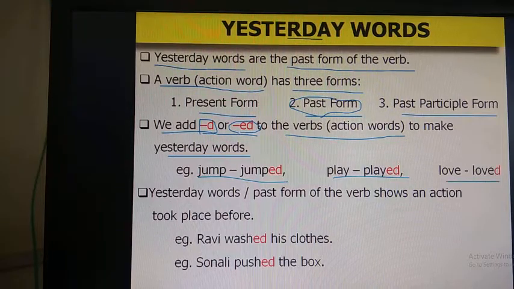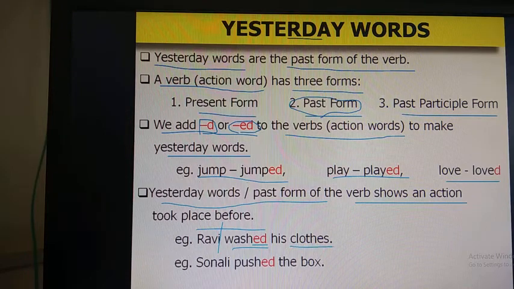Yesterday words or past form of the verb shows an action which took place before. For example, Ravi washed his clothes, meaning the action of washing the clothes is already finished. Sonali pushed the box. Pushed is the past form of the verb push, and washed is the past form of the verb wash, and therefore these verbs show us that the action is already completed.